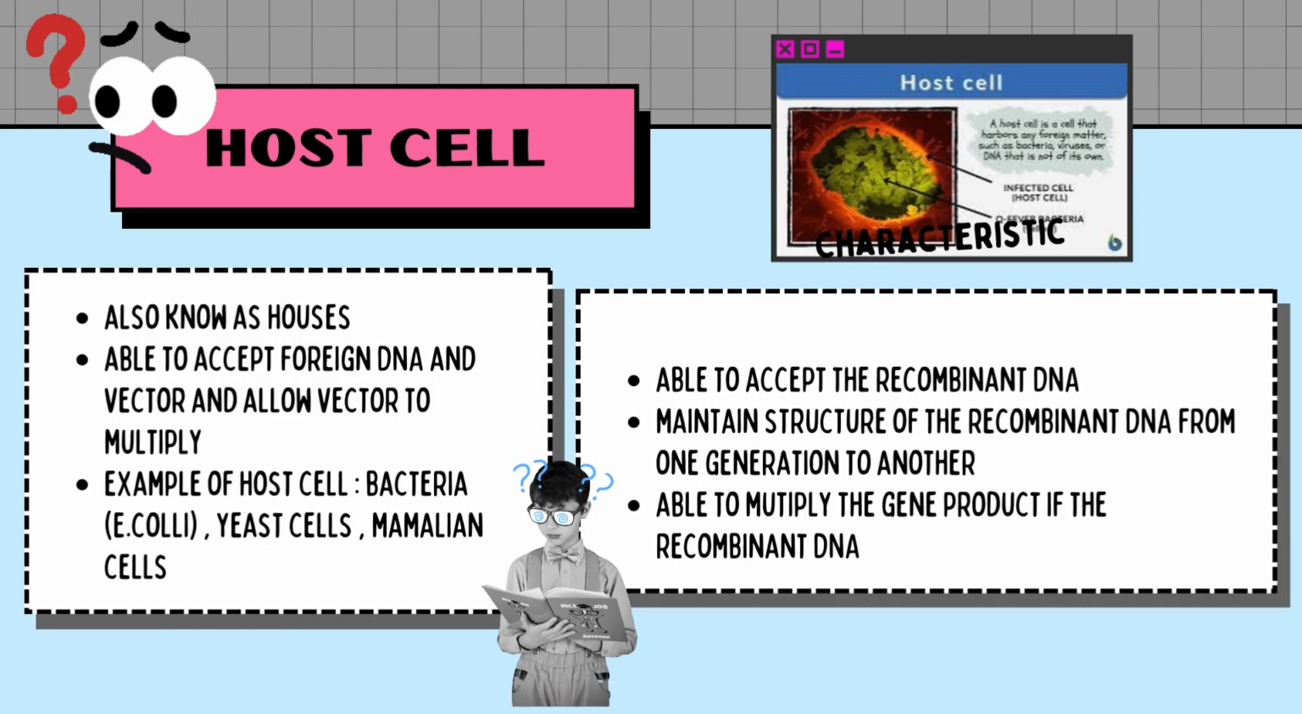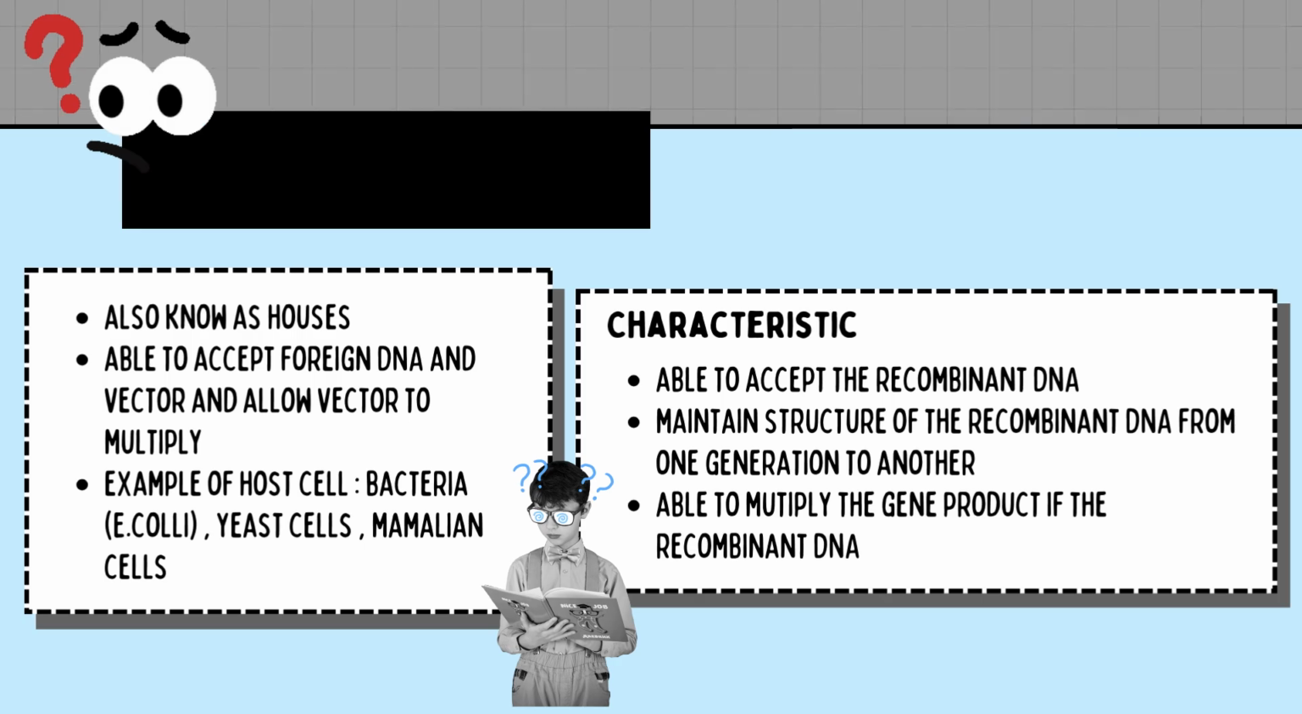Now back to host cell. What is a host cell? It's typically like a house for a foreign DNA and cloning vector to replicate. This host cell allows vectors to multiply themselves. Examples of host cells are bacteria E. coli, yeast cell, and mammalian cell. This host cell can also maintain the structure of the recombinant DNA from one generation to another.